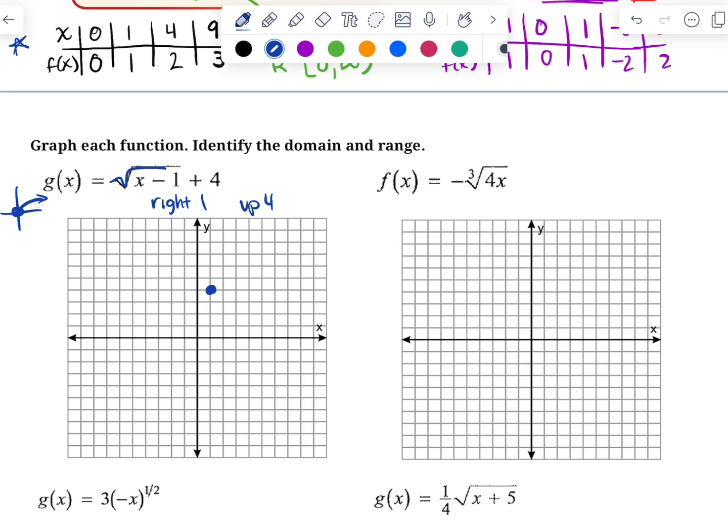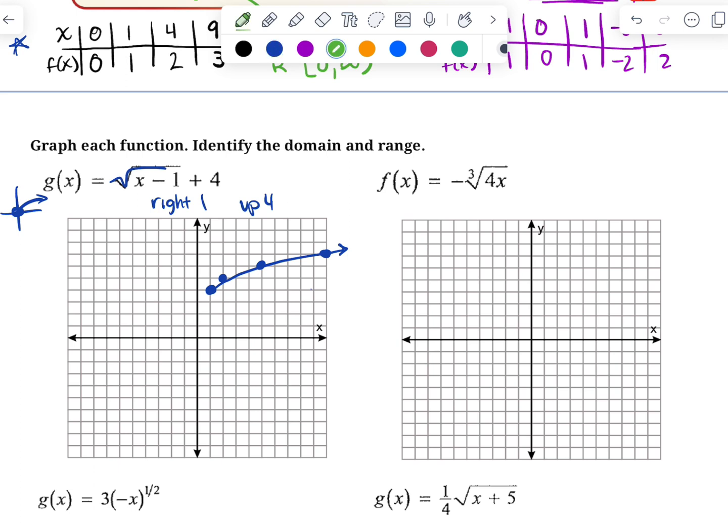So you can go over 1, up 1. You can go over 4 and up 2. And you can go over 9, 1, 2, 3, 4, 5, 6, 7, 8, 9, and up 3, right? And that's going to give you this half of a parabola type shape that makes that square root function.